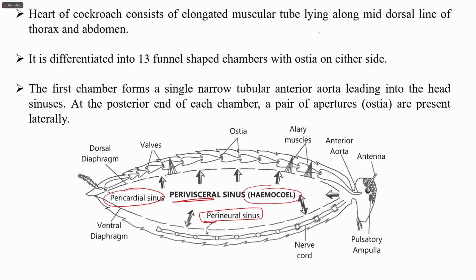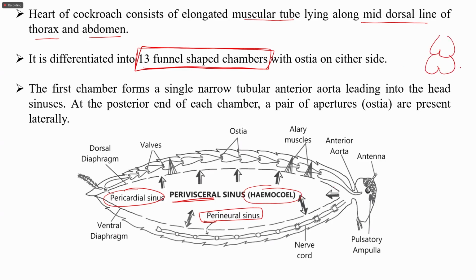So the heart of the cockroach consists of an elongated muscular tube lying along the mid-dorsal line of the thorax and abdomen. Then it is differentiated into 13 funnel-shaped chambers. This is important: it is a 13 funnel-shaped chamber structure, with ostia on either side. The first chamber forms a single narrow tubular anterior aorta.